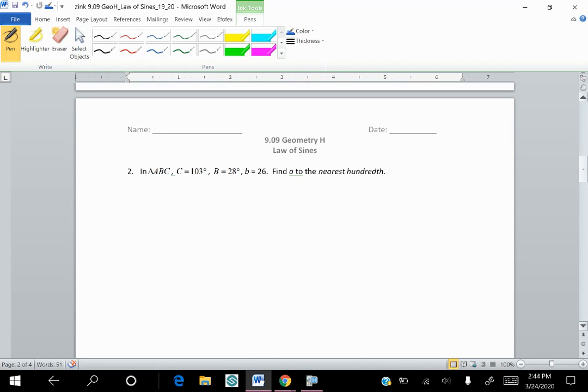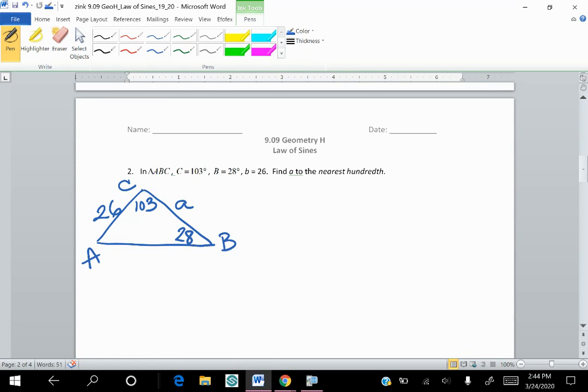Number 2. So number 2, same idea, a little bit trickier. If you're feeling pretty good, pause it, try it on your own. If not, I'll go through it with you. So again, we're going to draw our picture. Angle C is 103 degrees. Capital B, so that's angle B, is 28. Lowercase b, that's side B, is 26. And we want to find side A over here.